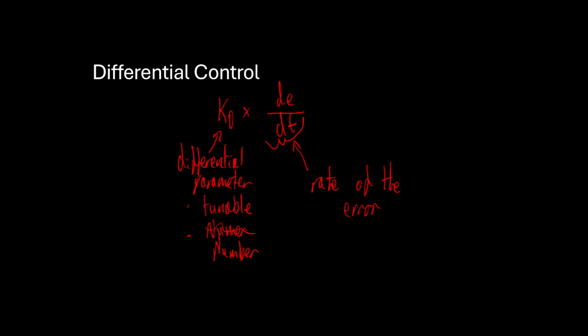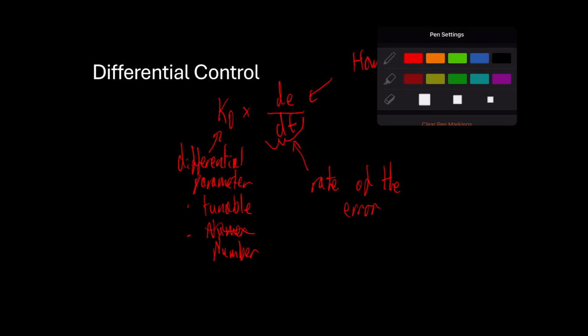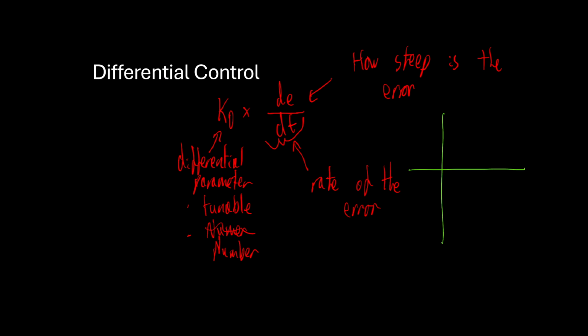Anyone who's not too familiar with differentiation, part of calculus: differentiation is finding the gradient of a signal. The gradient is how steep it is, so it's looking at how steep the error is. If I draw you a little graph, and you have this blue signal, here we can see that this part is very steep, and this part is obviously flatter, so less steep.